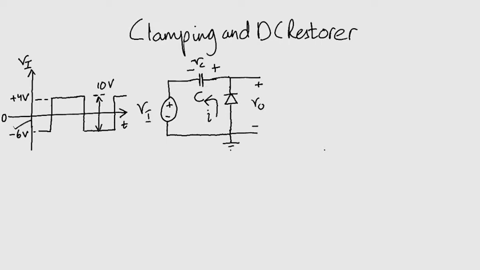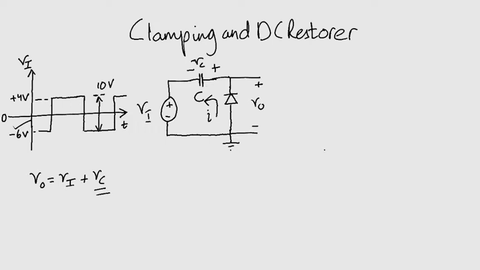After this value is attained, the diode turns off and the capacitor retains its charge indefinitely for a theoretical circuit. Notice that the output voltage is this, V0 equals Vi plus Vc. So the output waveform will be identical to the input. However, it would be shifted upwards by the voltage across the capacitor.